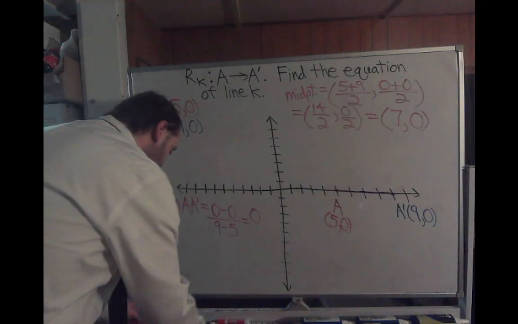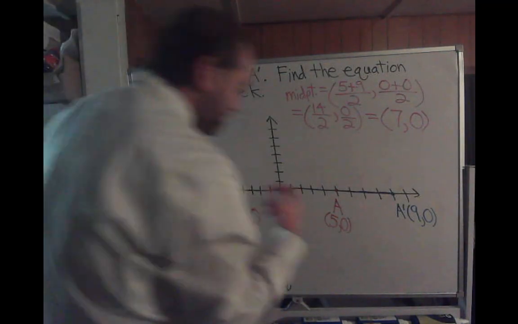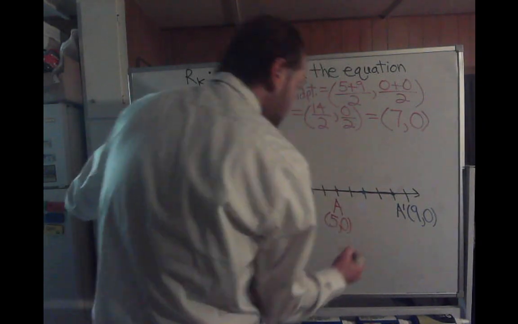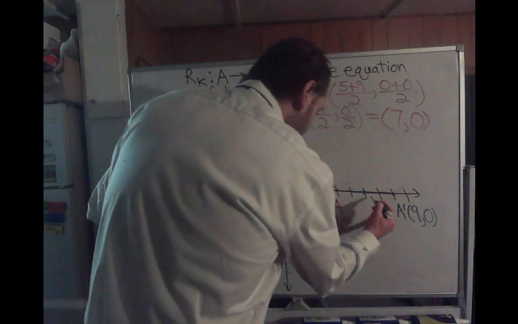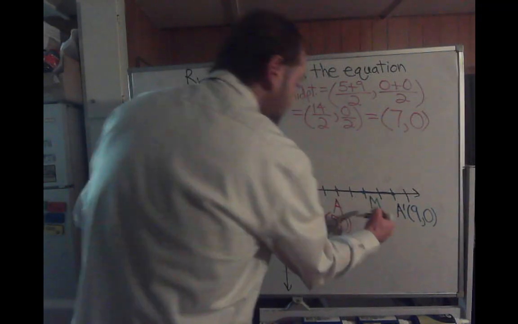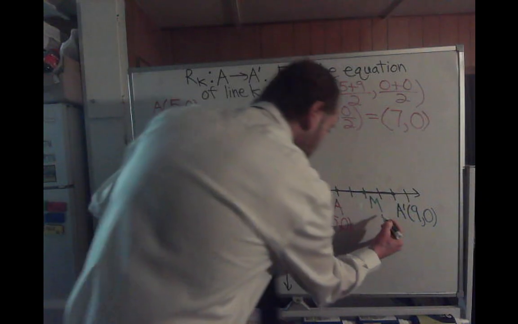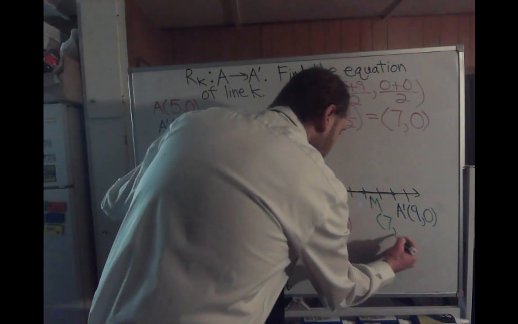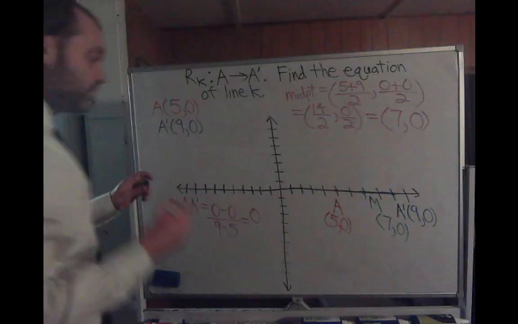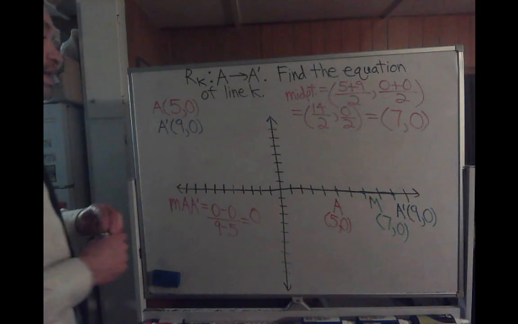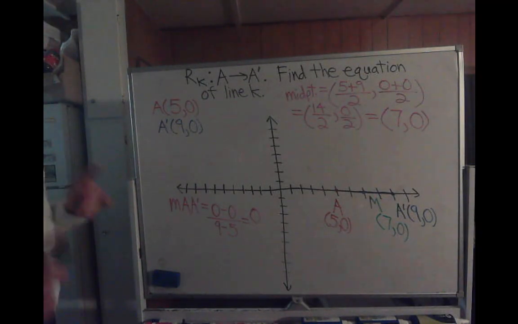So let's draw that midpoint here. The midpoint can be found at the point 7, 0. Well, heck, if you want, call that point M. That's fine. M's the midpoint, which would be at 7, 0. Right? Okay. Now, we're almost there. We just got to find the equation.